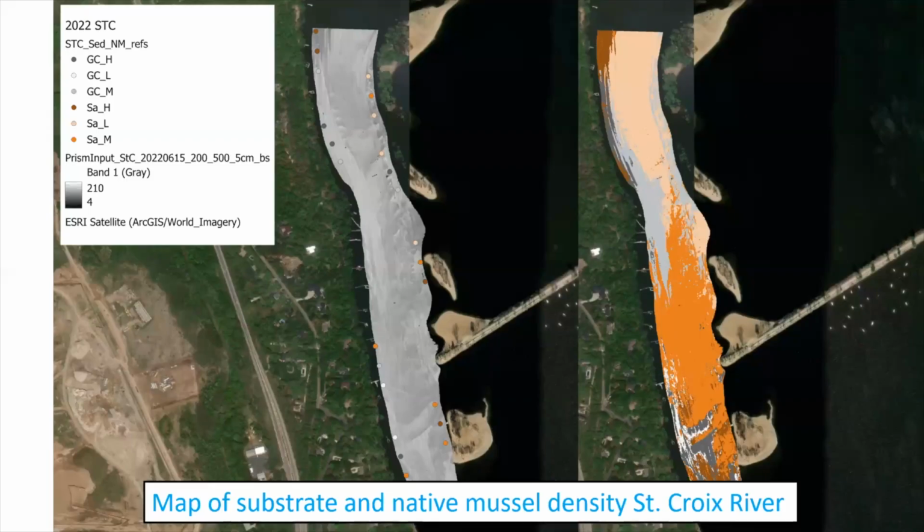And then here's the similar map in the St. Croix River, but in this case, we have sand and cobble substrate with high, medium, and low native mussel density. And again, on the left is the acoustic backscatter map, and on the right is our classified map of substrate and mussel density based on our data-driven model in the St. Croix.